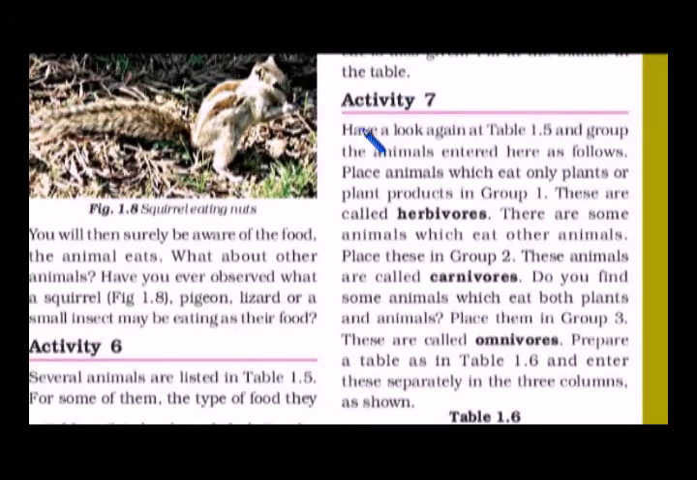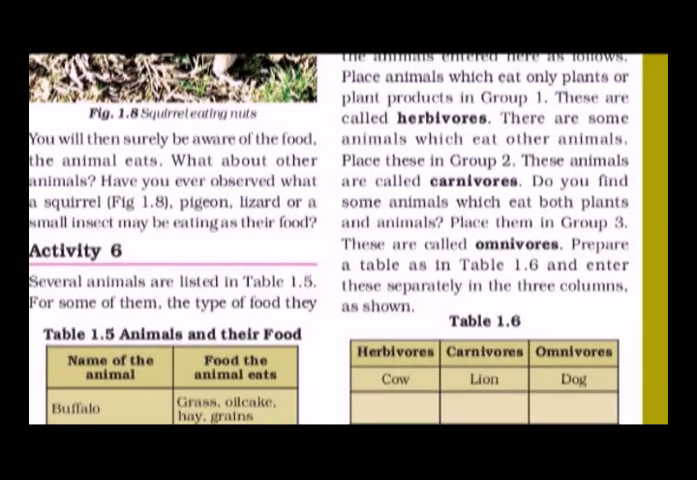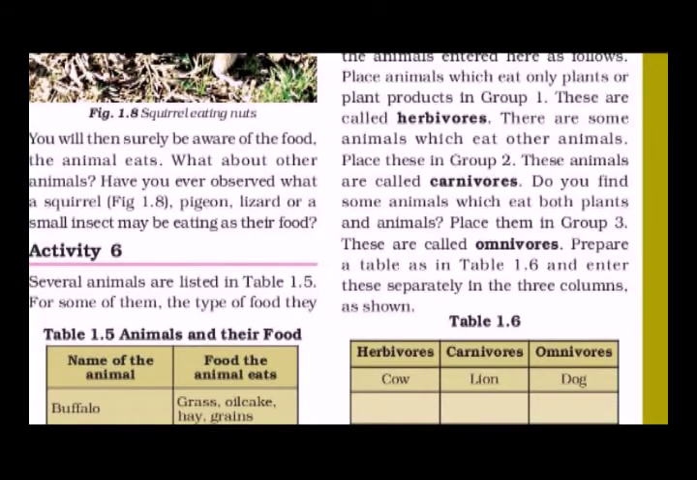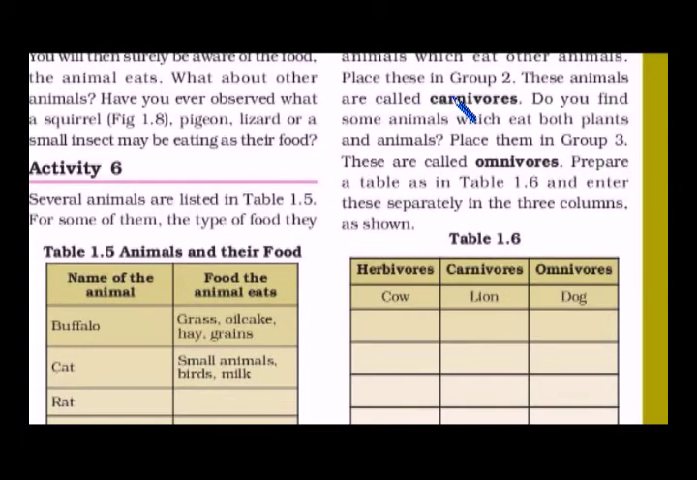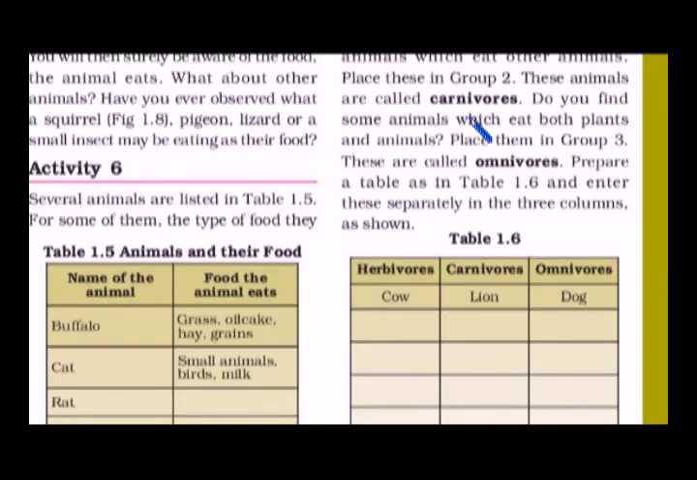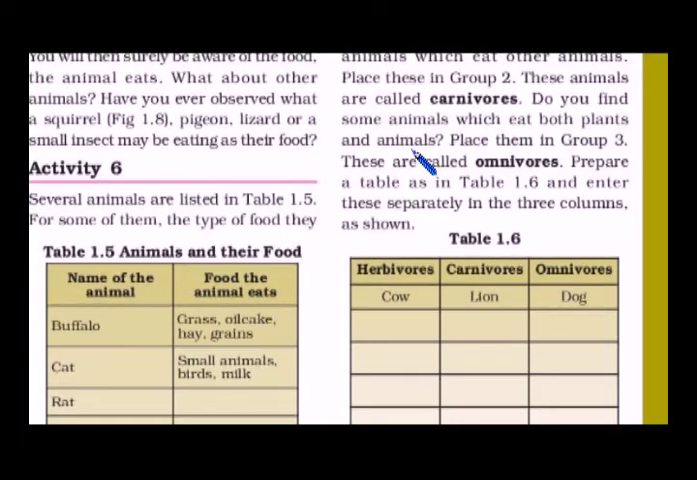Activity 7. Have a look at table 1.5 again and group the animals entered here as follows. Place the animals which eat only plants or plant products in group 1. Children, what you have to do? We have written about what kind of food an animal eats. You have to fill this column. If they are only eating plants, they are called herbivores. There are some animals which eat other animals. Place them in group 2. This is group 2 of carnivores. These animals are called carnivores. Do you find some animals eating both plants and animals? Place them in group 3. That is omnivores. These are called omnivores.